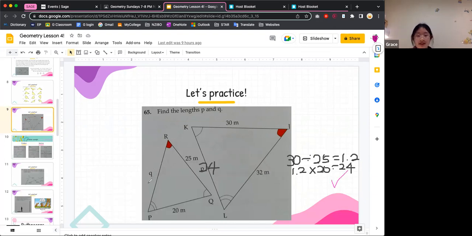All right, for the other one, we've got 32 over here, and it's equivalent to Q. Now this triangle seems to be 1.2 times the size of the other one, right? So if we go through and do 32 divided by 1.2, we're going to get 26.67 if I round it to 2 decimal places, or you could just say 26 and 2/3 of a meter.